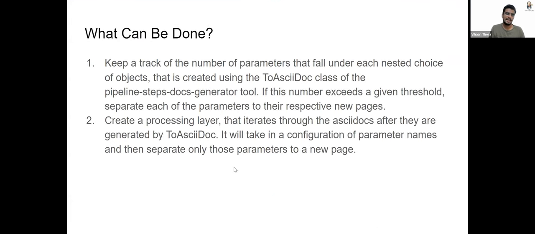So the idea that we thought could be done was, one approach could be to deal with it in the ASCII doc generation process itself. So when we are converting those Java maps to ASCII docs, can we maybe identify those parameter blocks and see if that content is redundant or not, and see if we want to separate that content from where it is supposed to be loaded to a newer page.